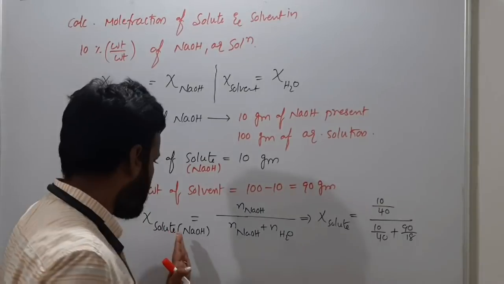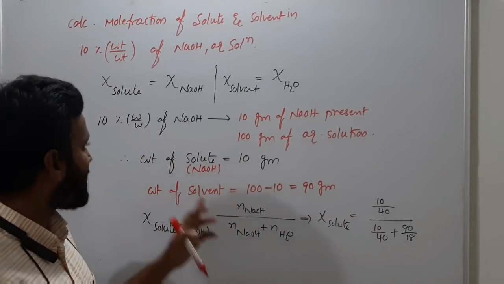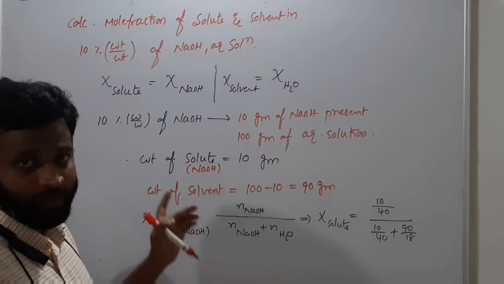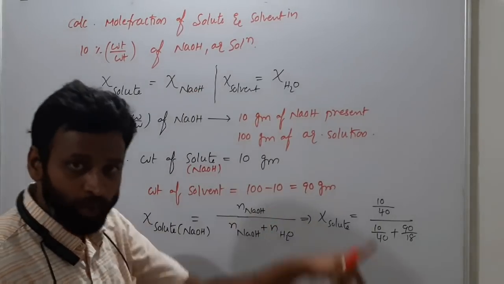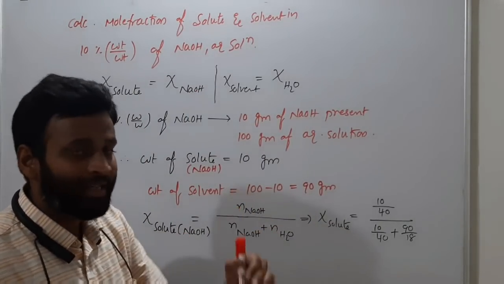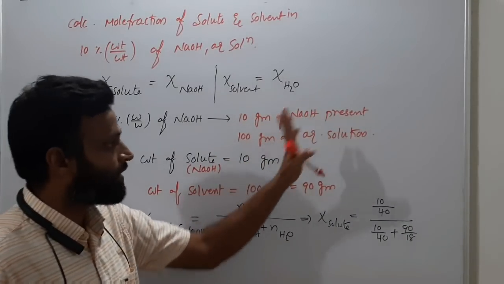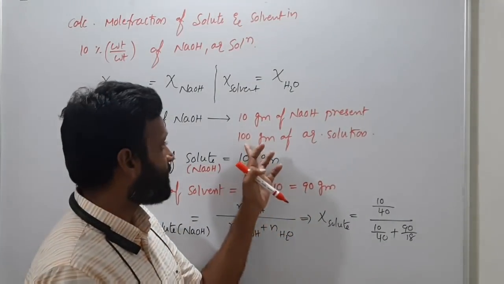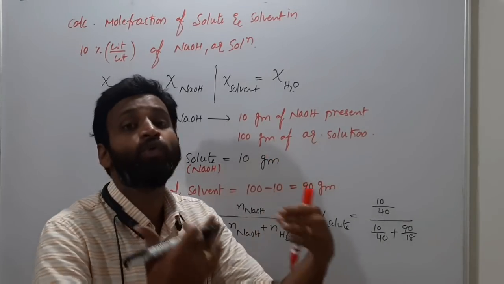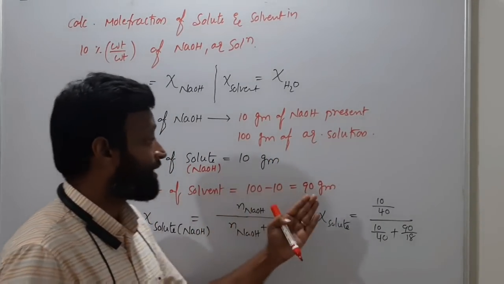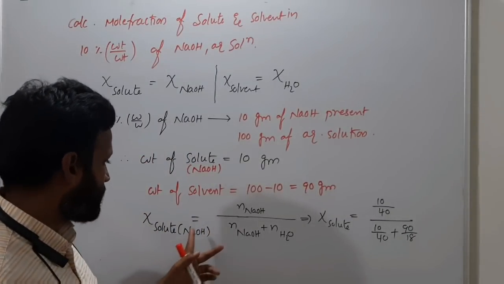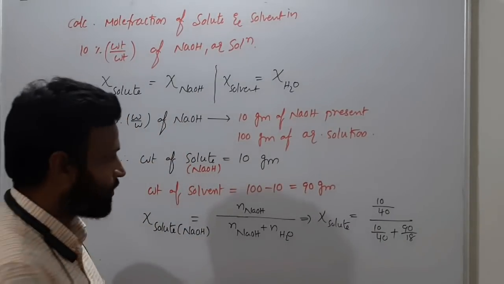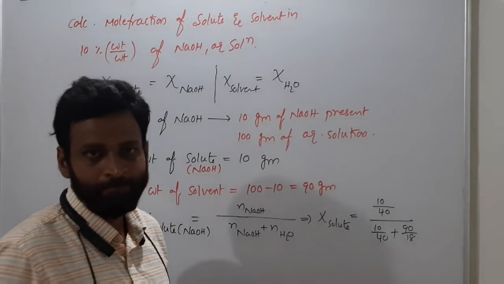Observing everyone? So mole fraction of solute I have. So weight of solute I have 10 grams, because 10% weight by weight given. 10% means, I repeat, weight by weight means 10 grams present in 100 grams of solution. So why I am explaining again, few people they will consider 10 as weight of solute, but 100 they will consider weight of solvent. No, 100 is the percentage. So 100 grams is the weight of solution. Weight of solvent means 100 minus 10. So mole fraction of solute is 10 by 40 by 10 by 40 plus 90 by 18. So you will get mole fraction of solute like this.